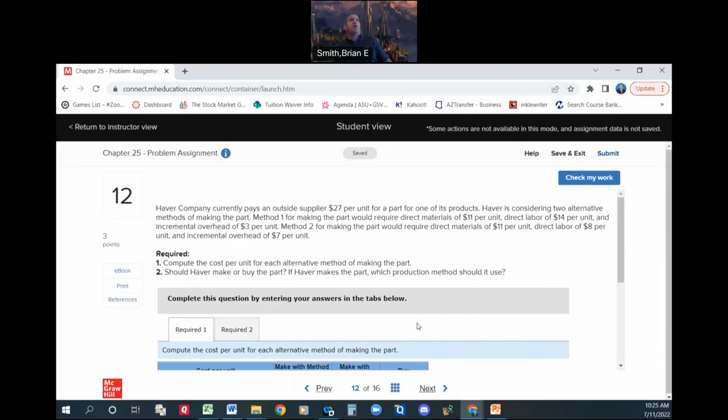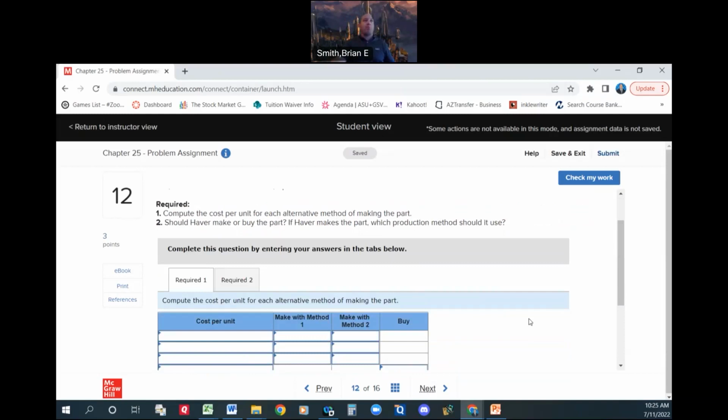Haver Company currently pays an outside supplier $27 per unit for a part for one of its products. Haver is considering two alternative methods of making the part. Method one for making the part would require direct materials of $11 per unit, direct labor of $14 per unit, and incremental overhead of $3 per unit. Method two for making the part would require $11 per unit, $8 for direct labor, and $7 for overhead.